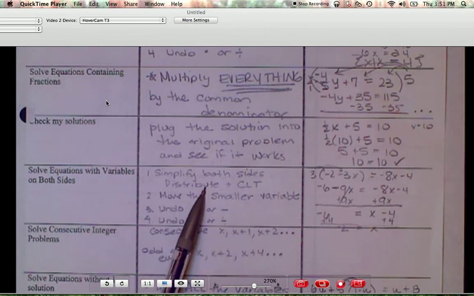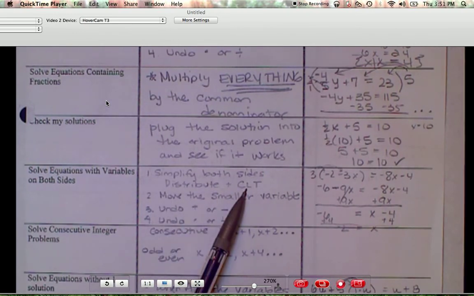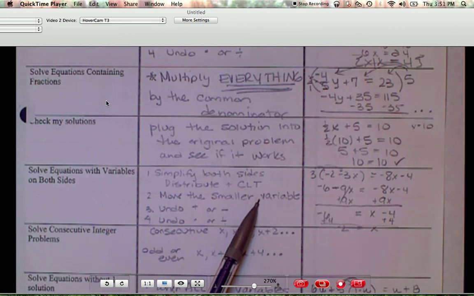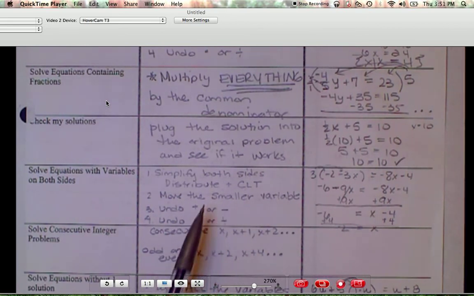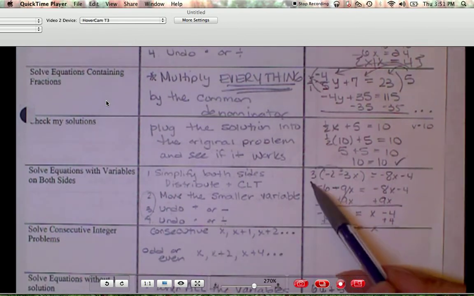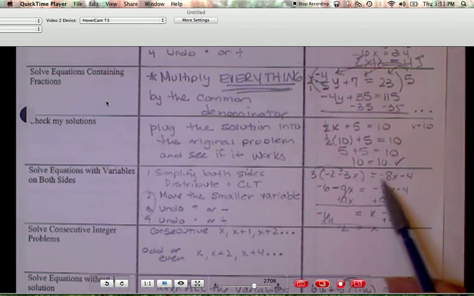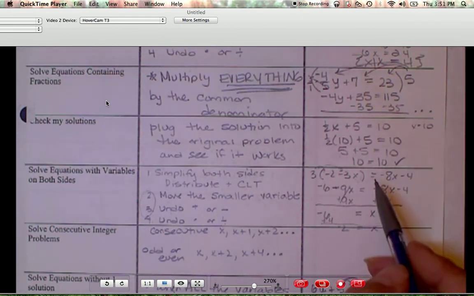Once you have distributed and combined like terms, then move the smaller variable to the other side by adding or subtracting. And then undo addition or subtraction. These two steps end up being the same in most cases. And then undo multiplication or division. Then go ahead and fill in this example also. 3 times the quantity negative 2 minus 3x equals negative 8x minus 4.